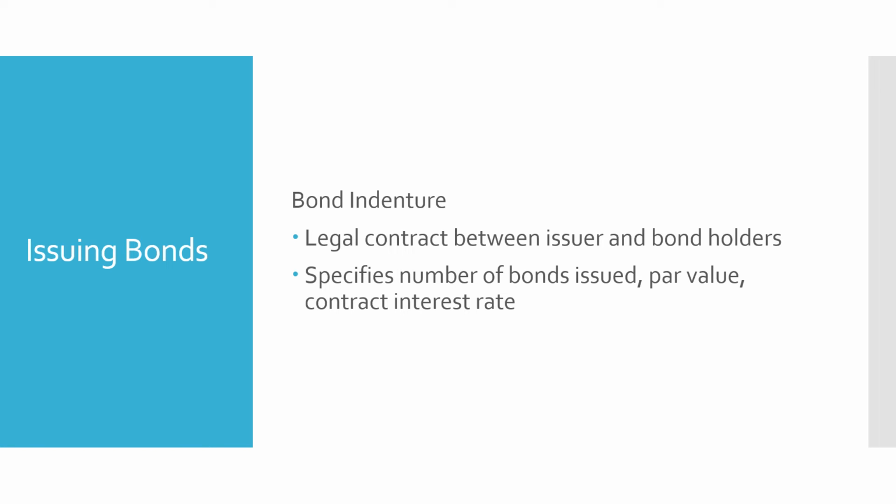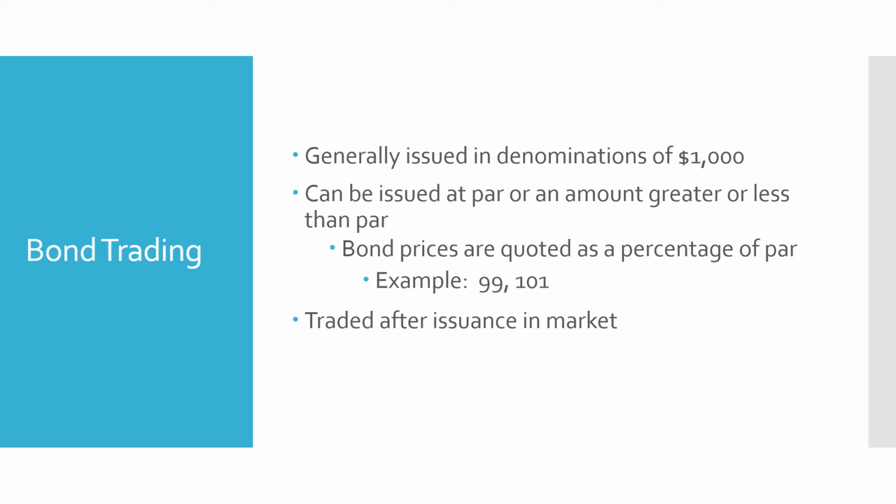A bond indenture is a legal contract that sets out the terms between the issuer of the bond and the investors or bondholders. The bond indenture specifies the number of bonds issued, the par value, and the contract interest rate. Bonds are generally issued in denominations of 1,000. So a company might issue 1,000 $1,000 bonds to raise $1 million. They can be issued at par or an amount greater or less than par.